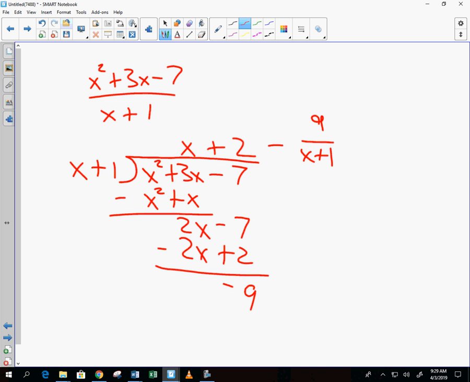Or maybe you would prefer to see it like this. Negative 1 in the box, 1, 3, negative 7. Drop it. 1, negative 1. 2, negative 2, negative 9. So we get x plus 2 minus 9 over x plus 1.